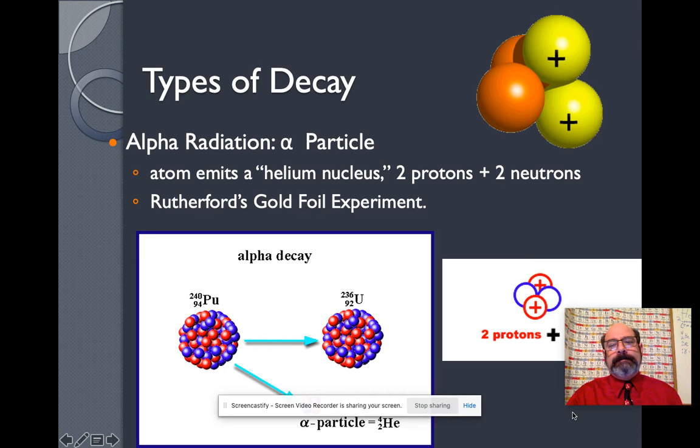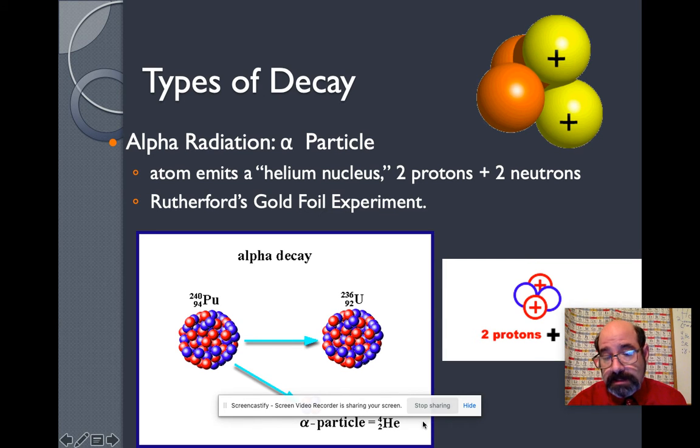So remember, alpha particles are helium nuclei. They have 2 protons and 2 neutrons. And they were used in Rutherford's experiment. And they are drawn this way. Sometimes you see the Greek letter, but usually not. You'll see this helium because it is a helium nucleus. So it's got 2 protons and 2 neutrons.